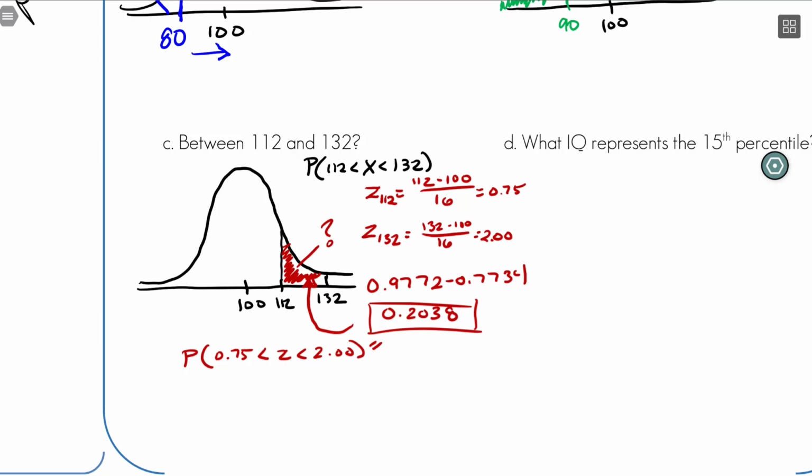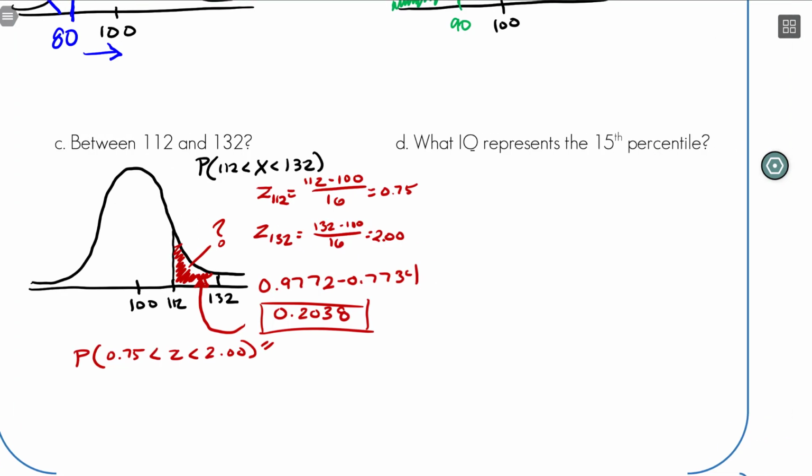All right, last example for this one, and we'll do the rest in class. We want to know what IQ represents the 15th percentile. So critical reading is huge here. Is this giving us an IQ? No. It wants to know what IQ. That's what we want to find. We want to find X, the IQ of a randomly selected individual.